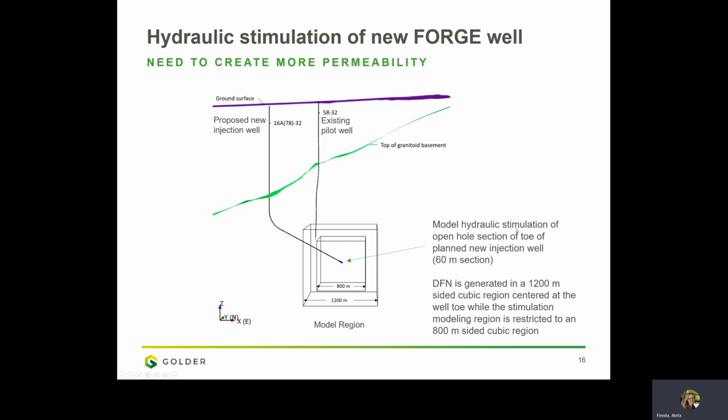So for this simulation, we're going to be stimulating this open hole section here at the toe, and we're generating our DFN. Our generation region is in this cube, 1200 meter box here, and we're really examining the hydraulic stimulation in this 800 meter box. So that's what we'll be talking about, the results in this 800 meter box.